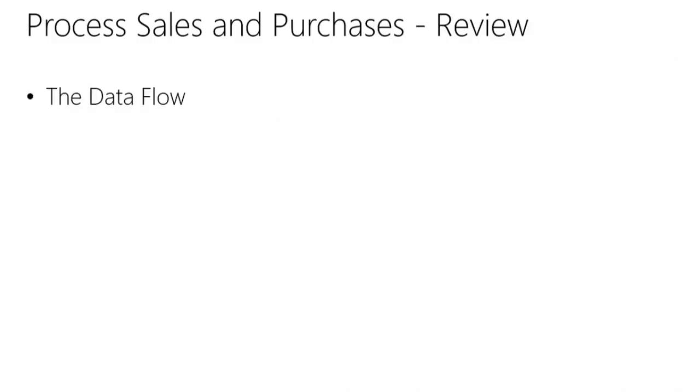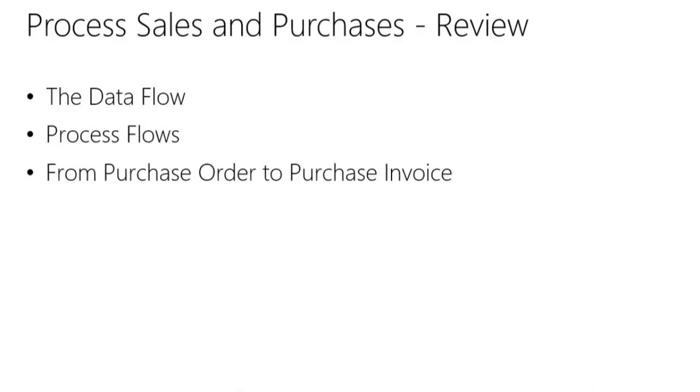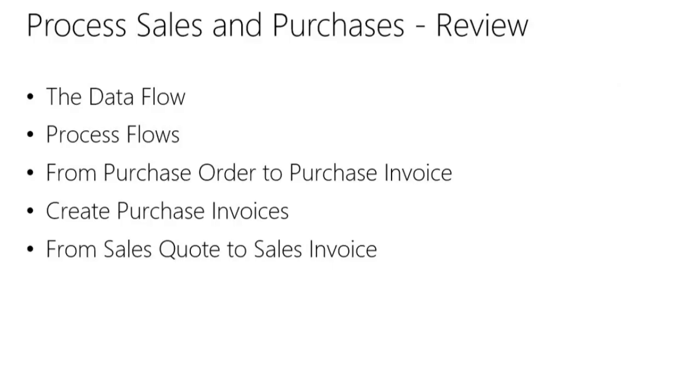So we are now at the end of the sales and purchase process module. Let's review it together. So what I explained and demonstrated is the data flow in the application. Where is the data coming from and where is the data going towards when we are performing sales and purchase processes. Then I demonstrated the process flows from purchase order to purchase invoice. We can create a purchase invoice, and a very similar flow from sales quote to sales invoice.